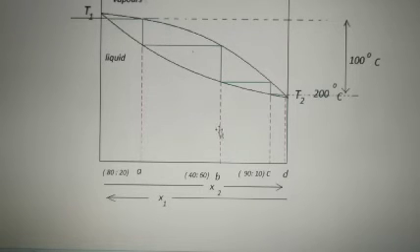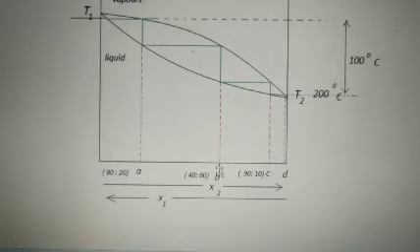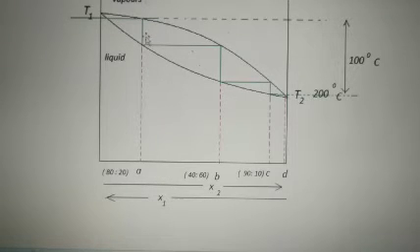After condensing, I reach at this point. This point corresponds to 40% of the first component and 60% of the second component. So earlier, the liquid which was present here was 80% A and 20% B. B has been changed into 60% and A has been changed from 80 to 40%.